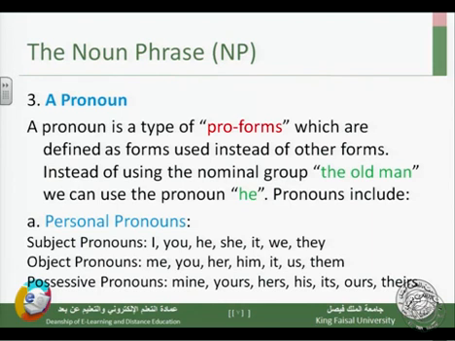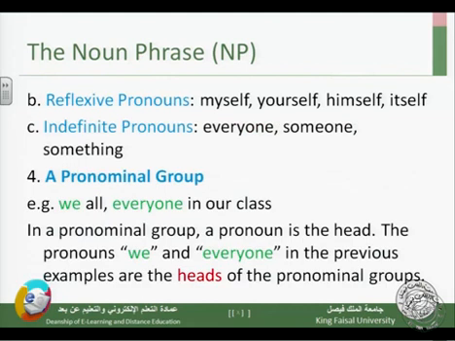And possessive pronouns. These include the meaning of possession, something that belongs to someone, and a person possesses something, like when you say mine, this is mine, I possess this thing, this is yours, hers, his, its, ours, and theirs. These are all called possessive pronouns. So this is the first type of pronouns, personal pronouns.